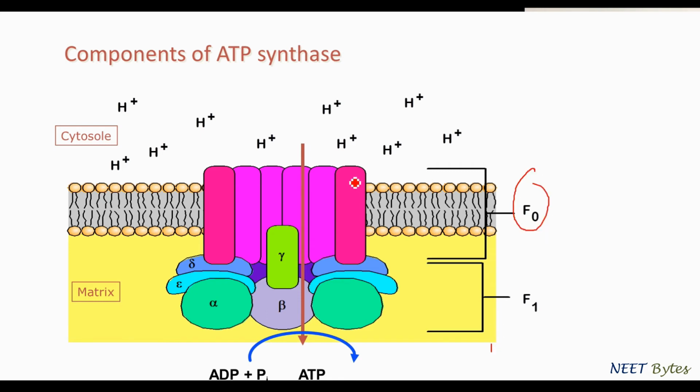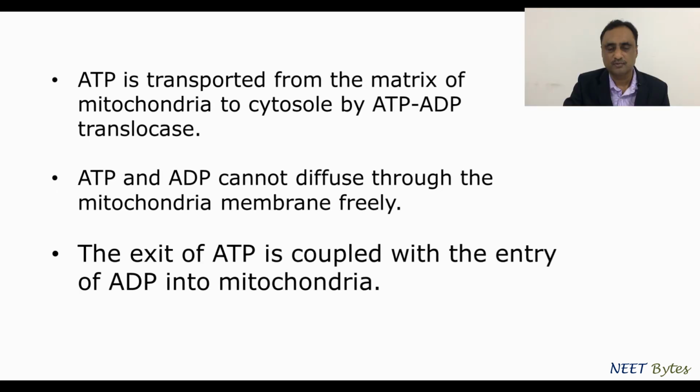Have a look at this diagram. So you can see that this is the F0 particle that is providing a membrane pore for the transmission of H ion, right? And this is the F1 particle, the terminal portion that catalyzes the binding of inorganic phosphate and ADP forming ATP. Okay, so this is catalyzed by an enzyme, and the name of the enzyme is ATP synthetase, right? So this is how the entire thing works.